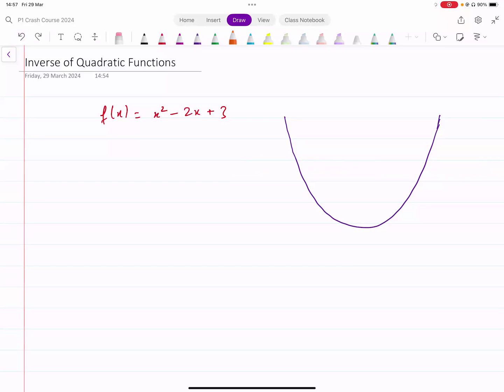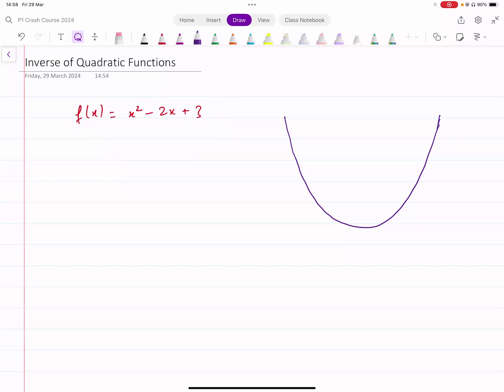Now, if you think about it, this whole function is not one-to-one, so we can't find the inverse of this whole function. What we can do, however, is define the domain of this function in such a way that it becomes one-to-one. Let me explain what that means.